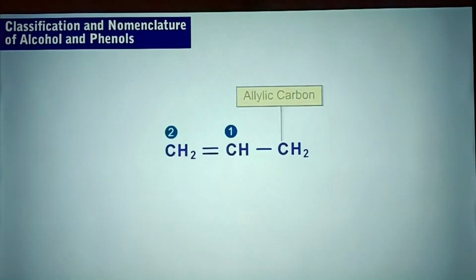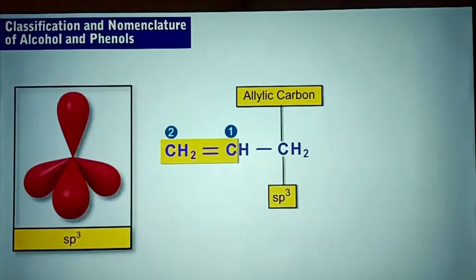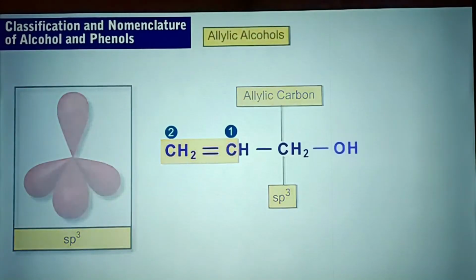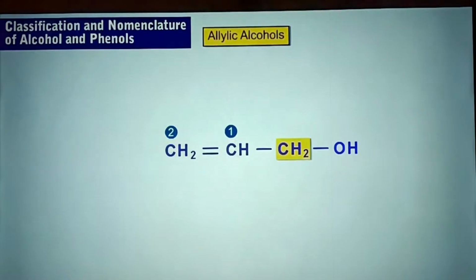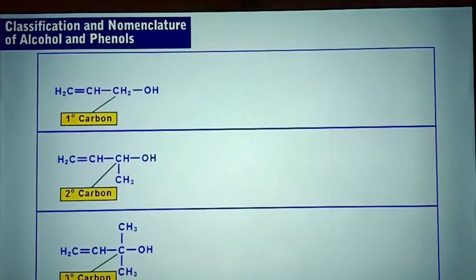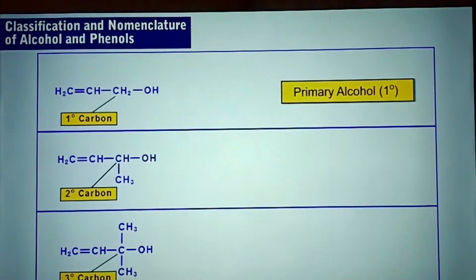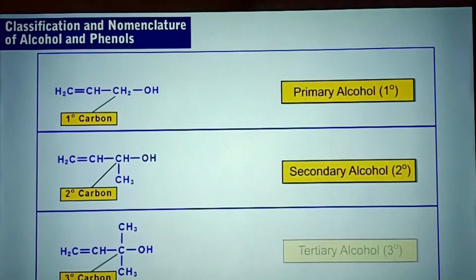An allylic carbon is a carbon atom bonded to a carbon-carbon double bond. Note that the allylic carbon is sp3 hybridized. An allylic alcohol has a hydroxyl group attached to an allylic carbon. Allylic alcohols can also be characterized as primary, secondary, or tertiary.